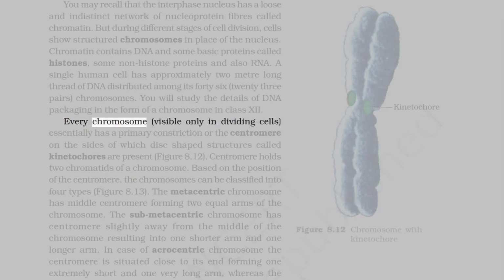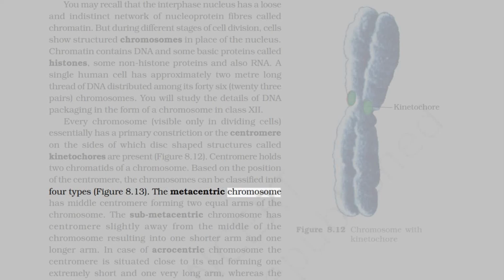Every chromosome, visible only in dividing cells, essentially has a primary constriction or the centromere, on the sides of which disc-shaped structures called kinetochores are present, figure 8.12. The centromere holds the chromatids of a chromosome. Based on the position of the centromere, the chromosomes can be classified into 4 types, figure 8.13.